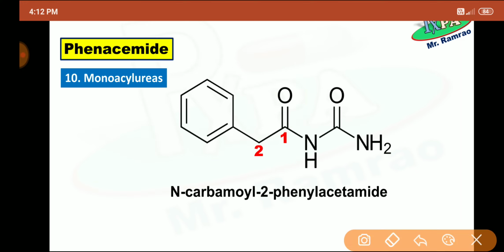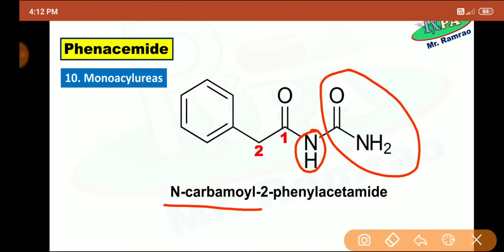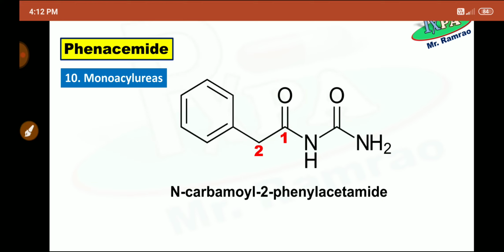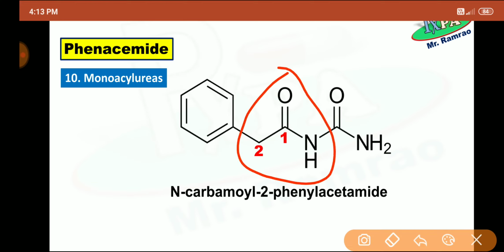Now we'll see how the IUPAC name is given. N-carbamyl. On this nitrogen over here you can see this CONH2 group is present as a substituent. Then you have to write the carbamyl group. This we have covered in the cholinergic system, where you can also see this type of group. Please watch that video also. Now we'll see the next part, 2-phenyl acetamide. On the second position a phenyl group is present, and the central part is actually acetic acid amide. CH3CONH2 is known as acetamide. So this is the IUPAC name of phenacemide.